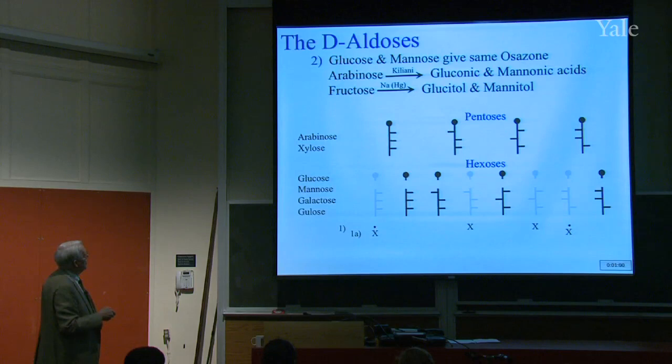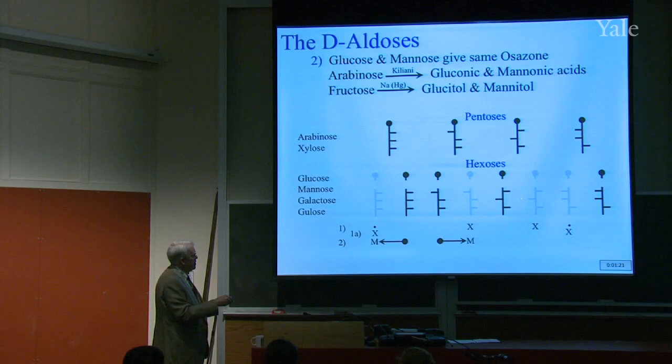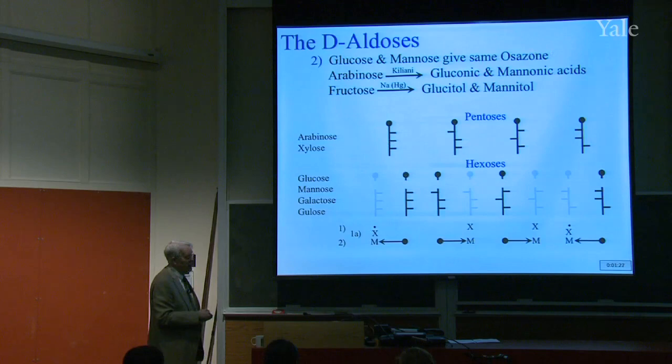So now when we look at evidence two, we know that if this is glucose, this is mannose, right? They differ only at that carbon, which this shows is not relevant here. Okay, so if this is glucose, this is mannose. If this is glucose, what's mannose? This one, right? If this is glucose, this is mannose. And if this is glucose, this is mannose. Okay, that's what evidence 2 shows.